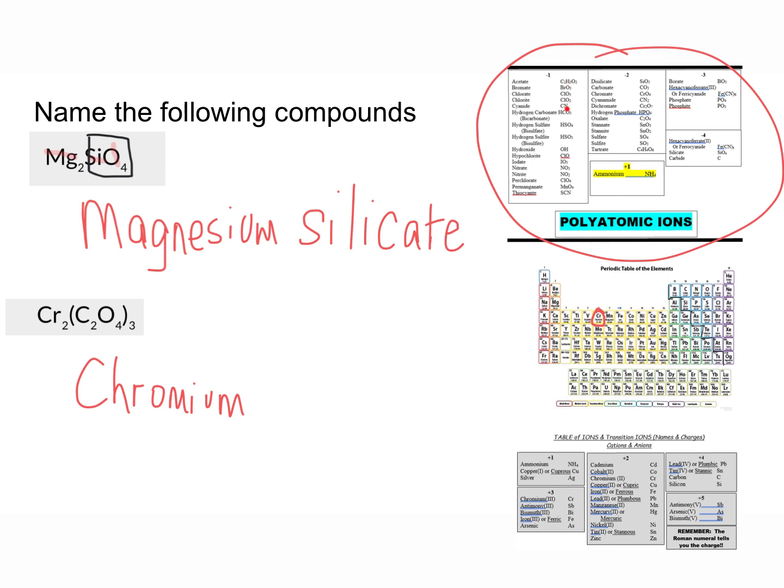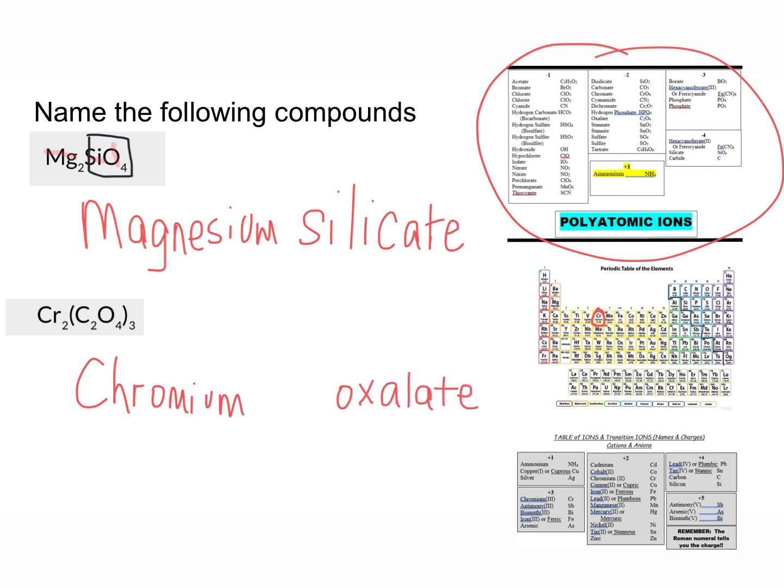So I'm looking for C2O4. It is not there. Oh, there's a CrO4, but that's not the same. Okay, there's a Cr2O7. No, oh, there it is, C2O4, and that is called oxalate. So we just name that as oxalate.